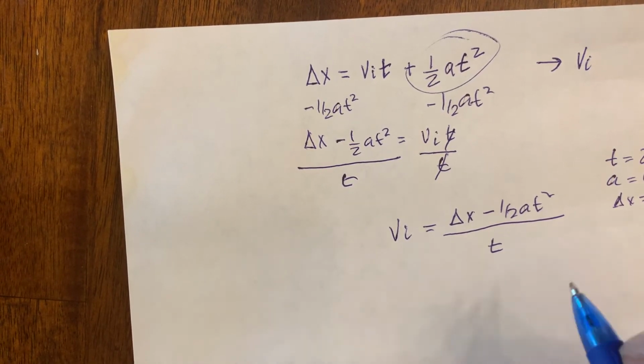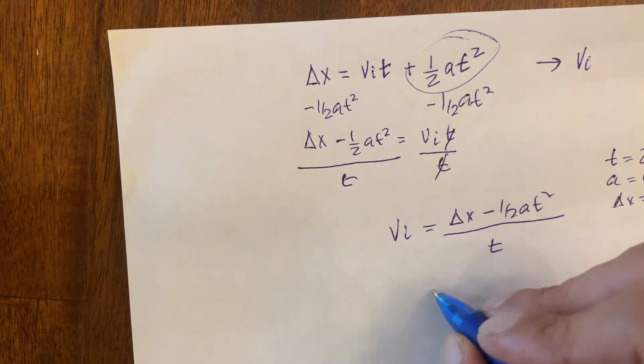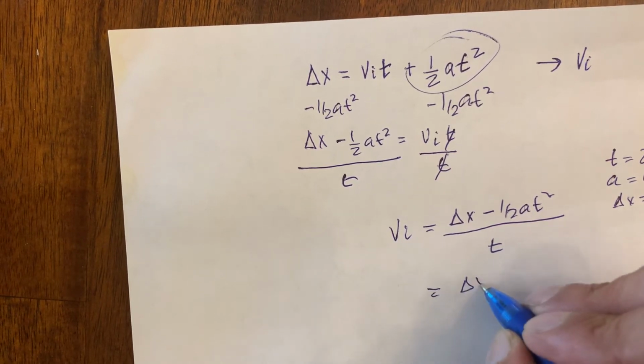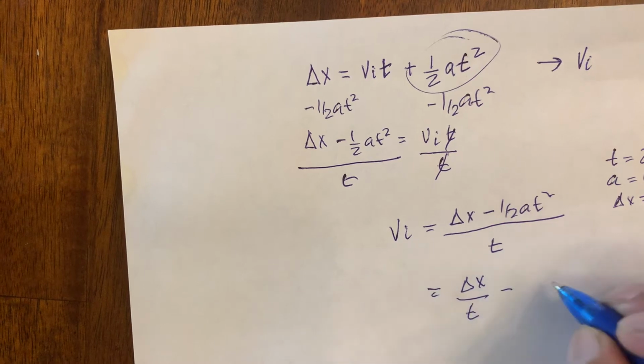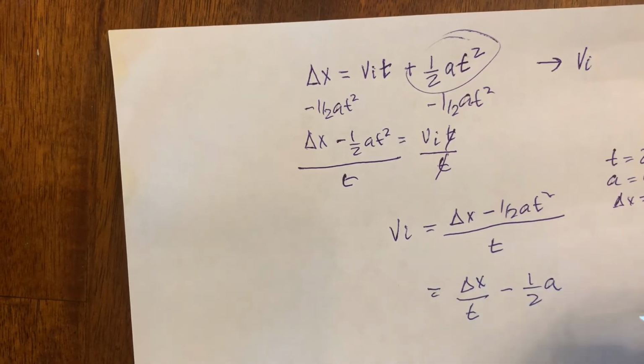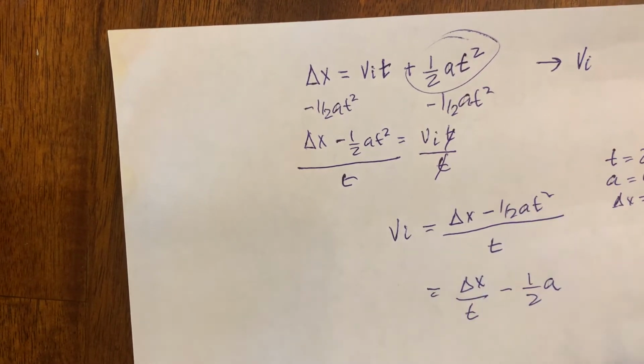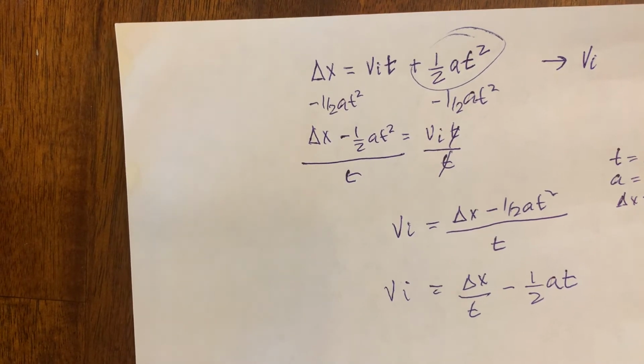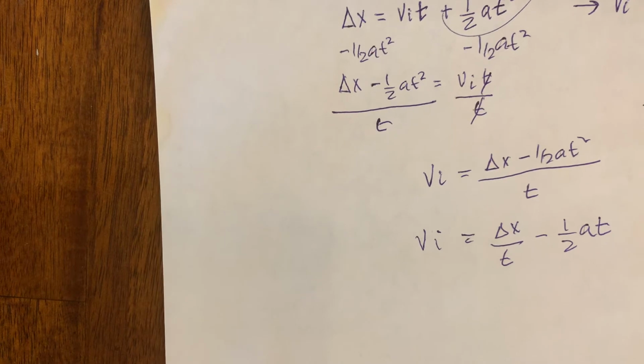You could tidy this up a little bit, and you could write that as delta x over t minus 1/2 a, because this t and that t would cancel, 1/2 AT, and that would be another way of writing the same thing. These two are equivalent, and they end up being the same numbers, or the same variable. Okay, just a different way of expressing it.